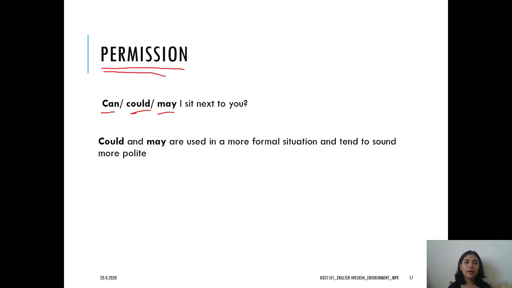Because, yeah, for the permission, could and may are used in a more formal situation and tend to sound more polite. So if you say could I or may I, it's usually a more polite expression compared to the word can.